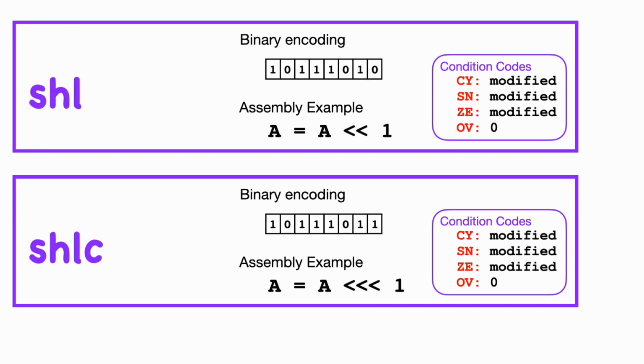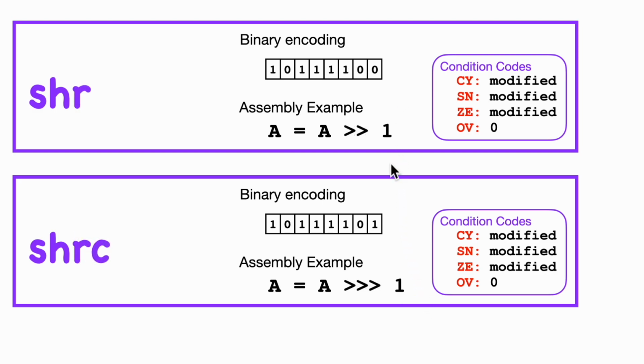Next, let's look at the shift instructions. There are 4 shift instructions, 2 shift left and 2 shift right. All of the shift instructions will modify the carry flag to contain the bit that was shifted out. This version of the shift left instruction will shift a 0 in on the right side, while this version of the shift instruction will shift the previous value of the carry flag in on the right side.